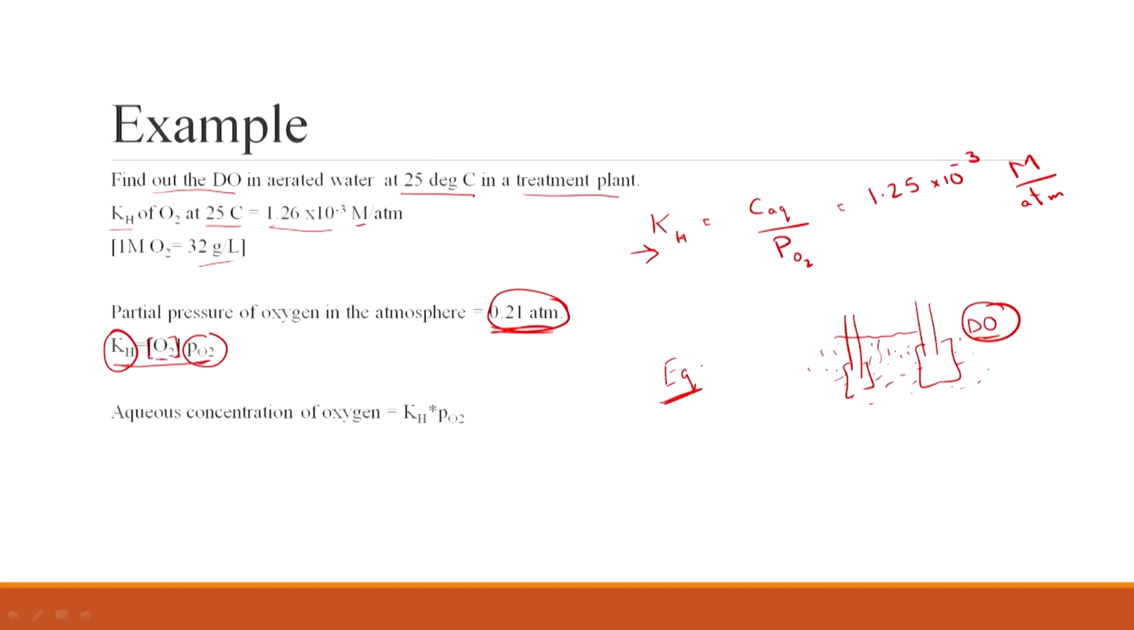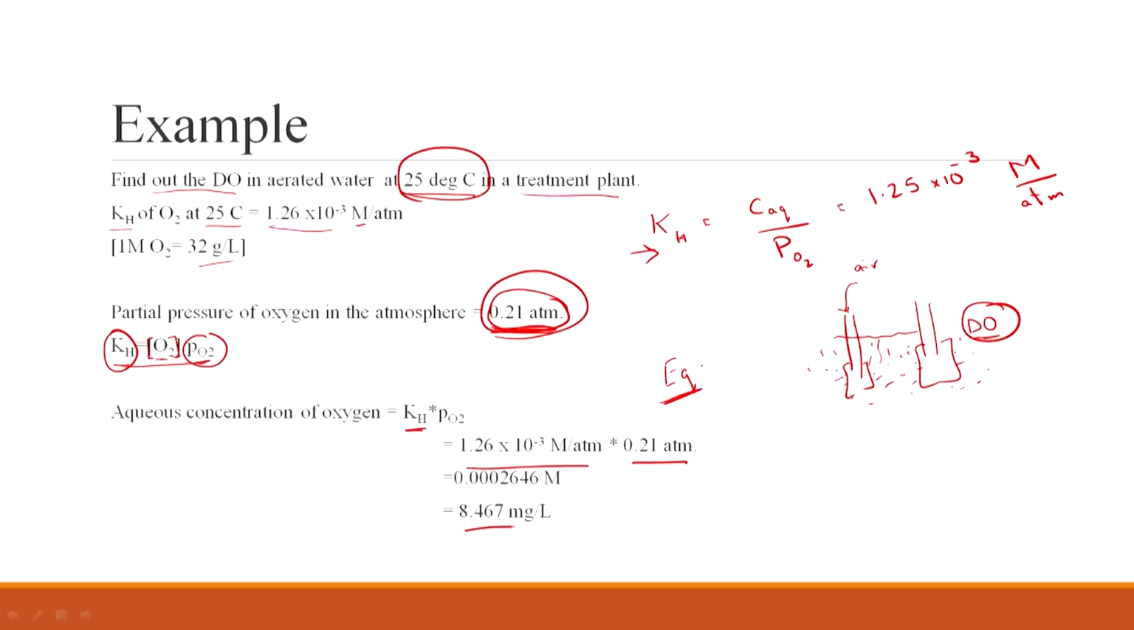So, we can calculate that by approximating the partial pressure of oxygen as in the atmosphere, because you typically pump in air, and you know that the partial pressure is 0.21 atmospheres, and we have Henry's constant at 25 degrees centigrade. Let us see what the value turns out to be. It is kH into 0.21 atmospheres, and the value comes out pretty low, 0.26 millimolar, which is equal to 8.467 milligram per liter. That is something to keep in mind.